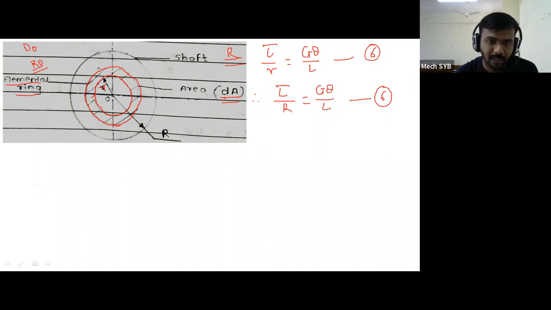This capital R represents the radius of the shaft and the small r represents the radius of the elemental ring. Now in this particular elemental ring, how much amount of torque is developed, that we are going to calculate.